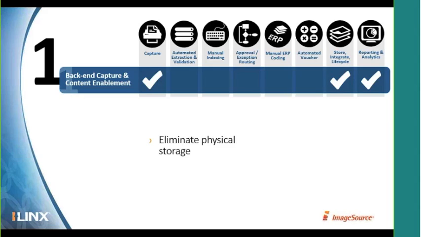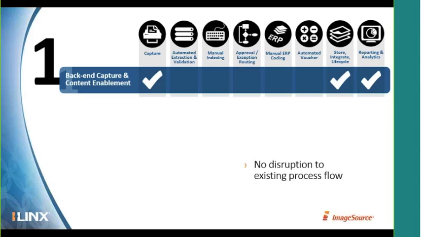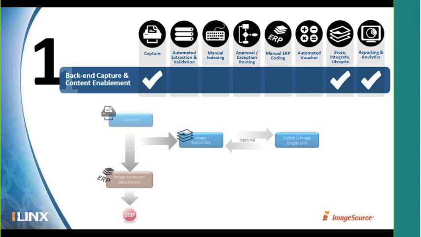We're getting rid of the paper and converting that to electronic. And because of the nature of this type of solution, we have zero disruption to our existing process. So, everything occurs downstream after the information has all been processed through the ERP system and checks have been cut. So it really has zero impact to your current business process.